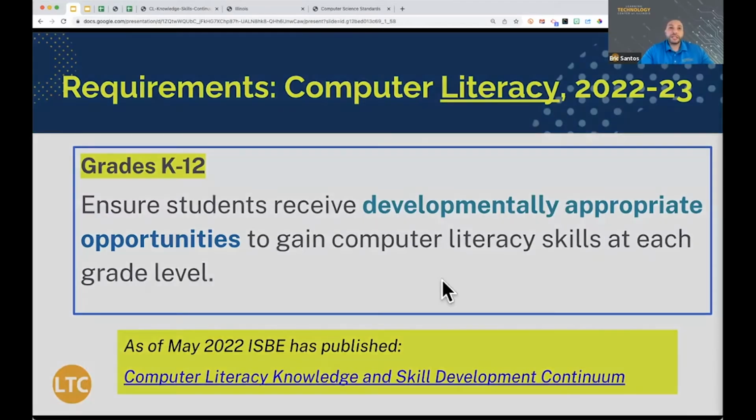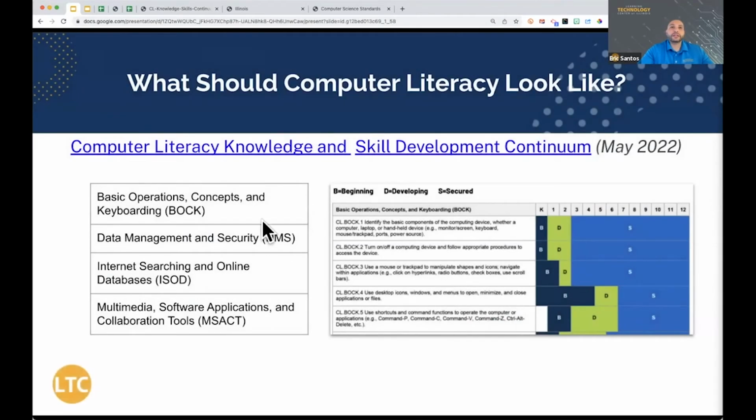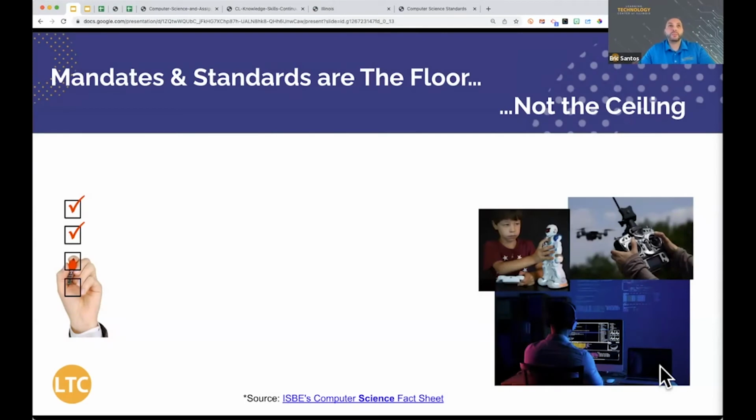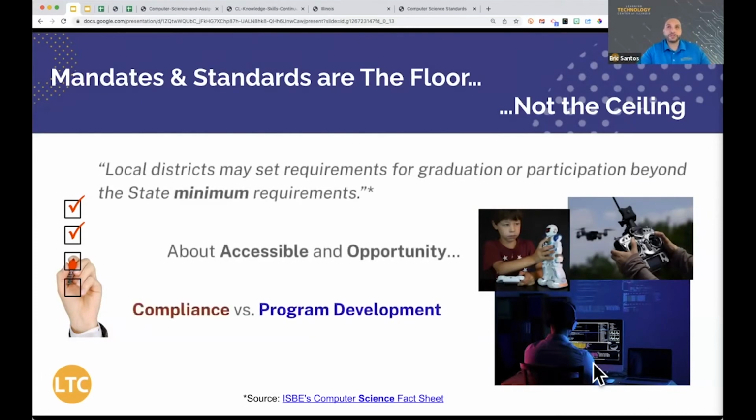Now, with that said, there's a breakdown if you needed a one pager of the 4 major areas of computer literacy, and a screenshot of what they look like. We've talked a lot about them from the standpoint of them being requirements and mandates, but I'd really like to look at this as an opportunity and think about how we're approaching this.